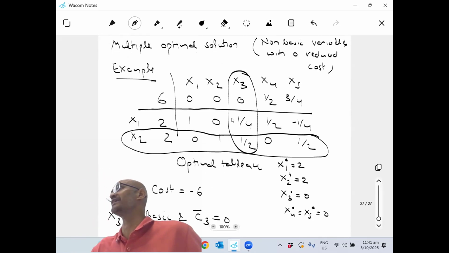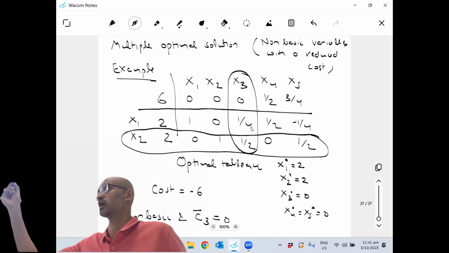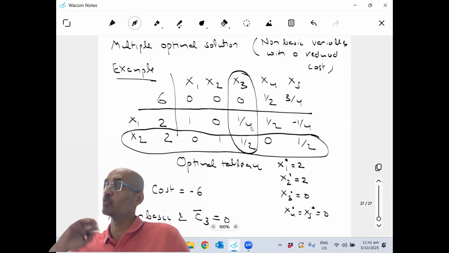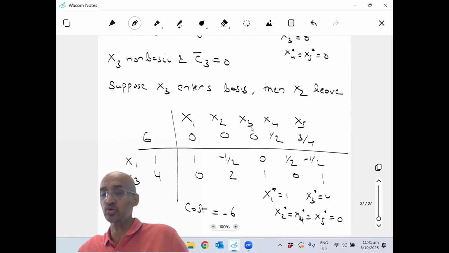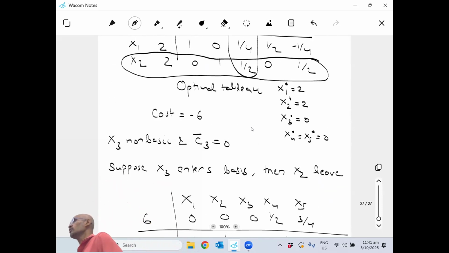Of course, you have to be able to move in that direction. I mean, you might be able to create some crazy cases, but here I'm able to move in this direction. I'm able to bring x3 into my basis, and I'm able to move in that direction by some amount and go to a new point. And because my reduced cost is 0, my objective function does not change, basically.